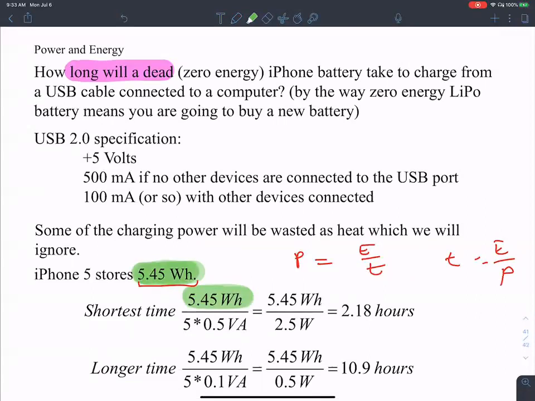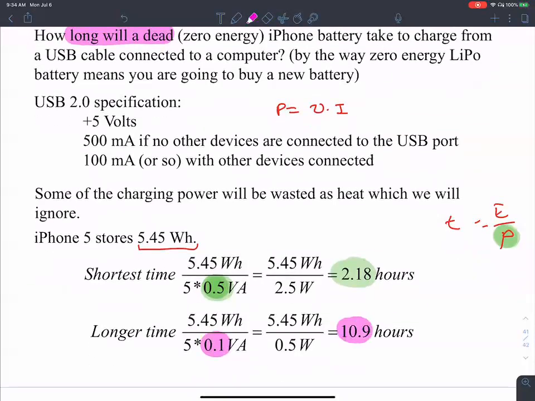That's the amount of energy that can be stored in the iPhone 5 battery. 5 times I is the power. We saw that power equals V times I, right? So all I'm doing is dividing energy by power so that I get an estimate for T. When the current is 0.5 amperes, it takes 2.18 hours, as opposed to when I'm using a small current, 100 milliamperes, where it takes a lot of time. Energy divided by power gives me time, because power is the rate of change of energy. So that's the idea.